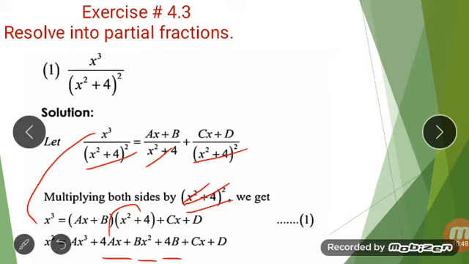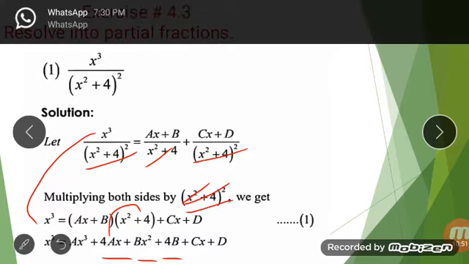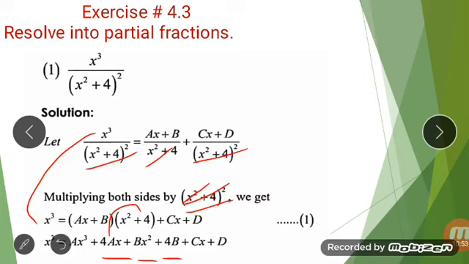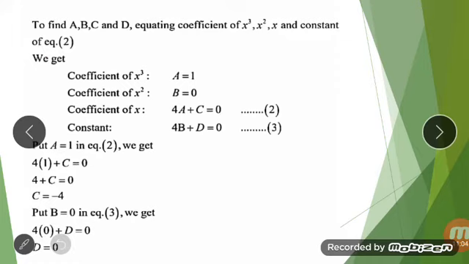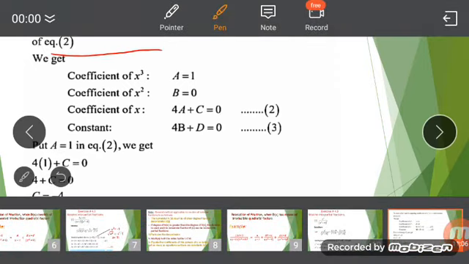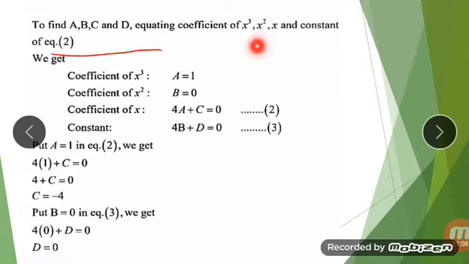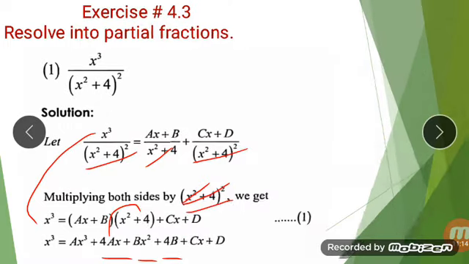So first of all, if you are going to find the value of a, a is with x cube, so we can equate the coefficient of x cube here, then x square, then x, then the constant term. So let's go with it. To find a, b, c and d, we have to equate the coefficient of x cube, x square, x and constant. So coefficient of x cube first. Let's see here.